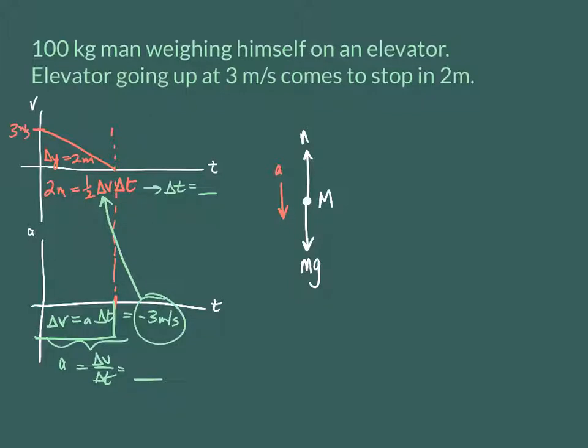All right. So that means when we sum our forces, and I'll just leave the y's off because everything is in the y direction, what do we get? We get an up force minus a down force equals a negative ma. It has to be that way.